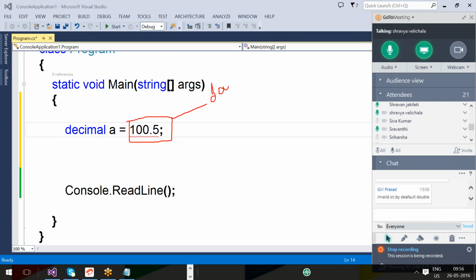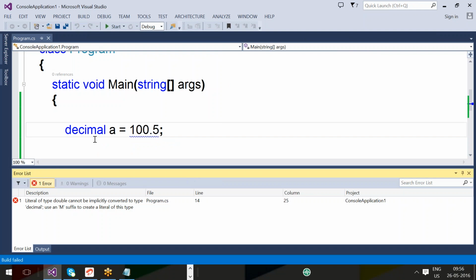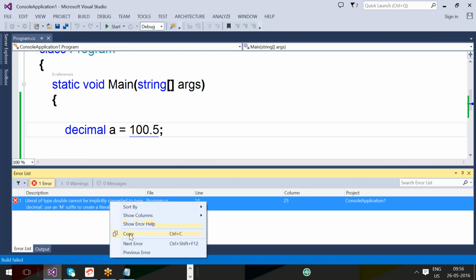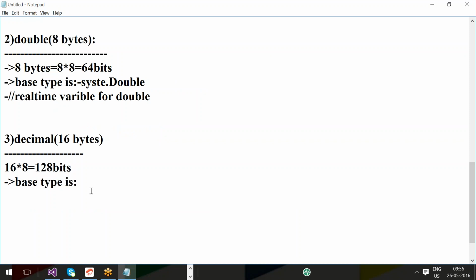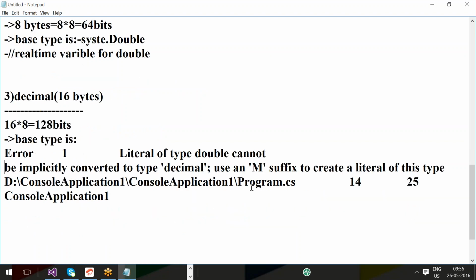Very good answer. The default type is double, but we are trying to assign it into a decimal variable. That's why it's showing an error. Now let's see how to solve this problem. The compiler is giving a user-friendly error message. Copy and paste it into your notepad. Read that error message: Literal of type double cannot be implicitly converted to type decimal. Use an M suffix to create this type.